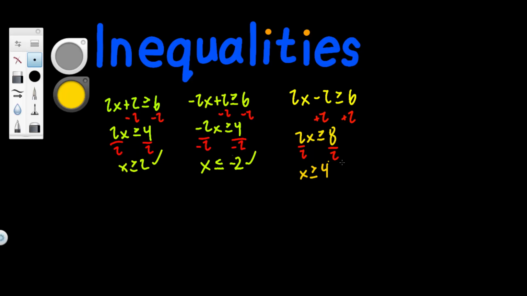What if x is greater than 4? Let's go to 5. 2 times 5 is 10. 10 minus 2 is 8, and that is greater than 6. So this checks out. Remember that you are only swapping the direction of the inequality if you are multiplying by a negative or if you are dividing by a negative.